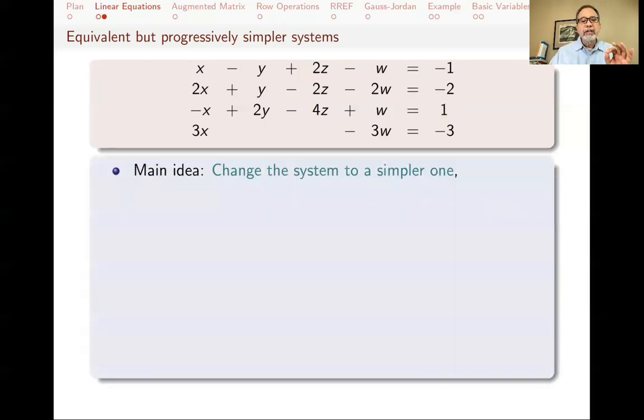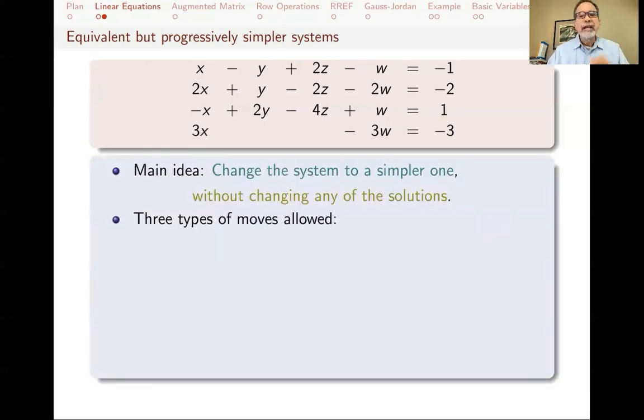We limit ourselves to three types of moves. We could have other moves. It's not like these are the only moves that will not change the solutions to our systems, but these three moves are enough, and they certainly will not change the solutions to the system. You can think of it as a game. We only have three types of moves that we are allowed to do.